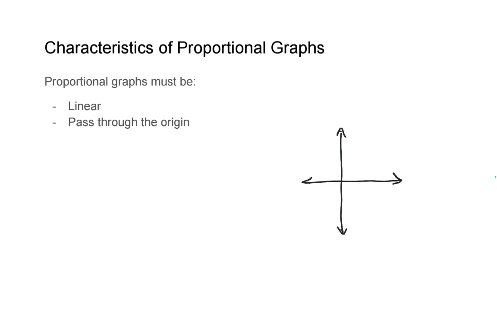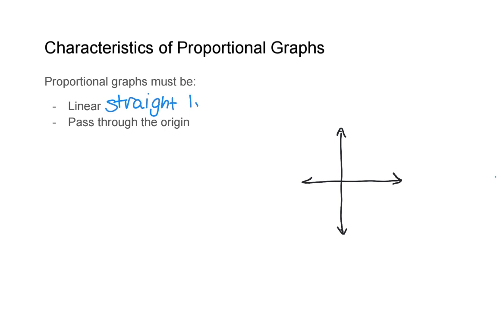Alright, so a couple of characteristics that proportional graphs must have. The first one is proportional graphs must be linear, and what that word means is that the graph must be a straight line. And the second characteristic of proportional graphs is that the line must pass through the origin.